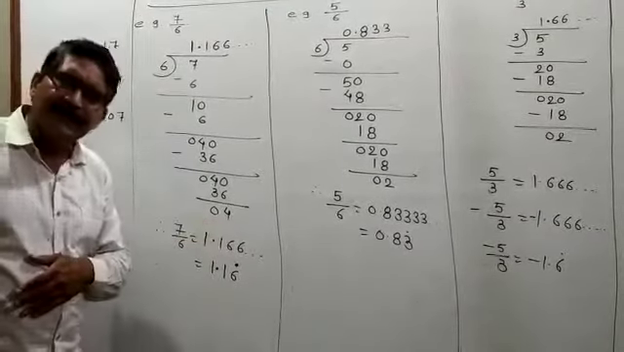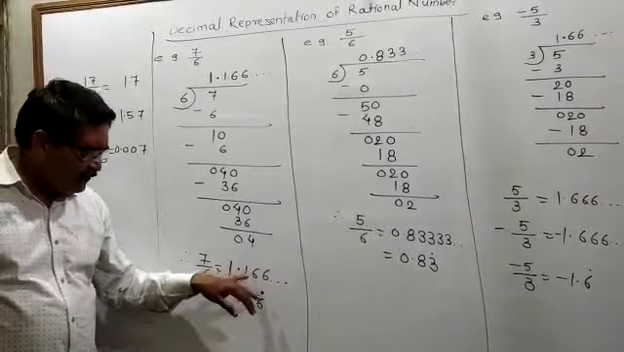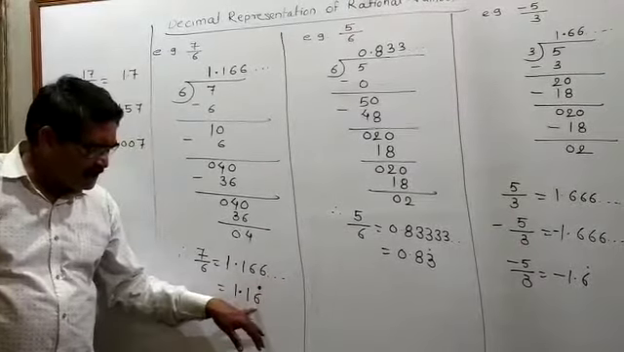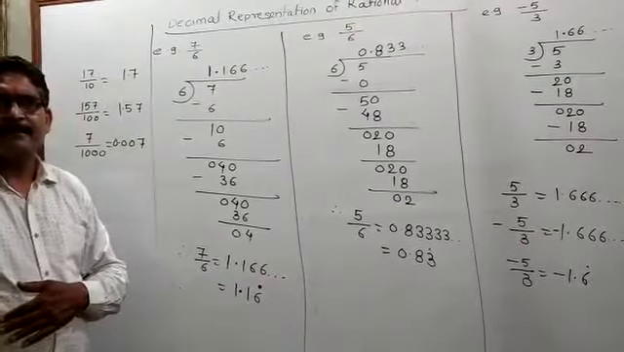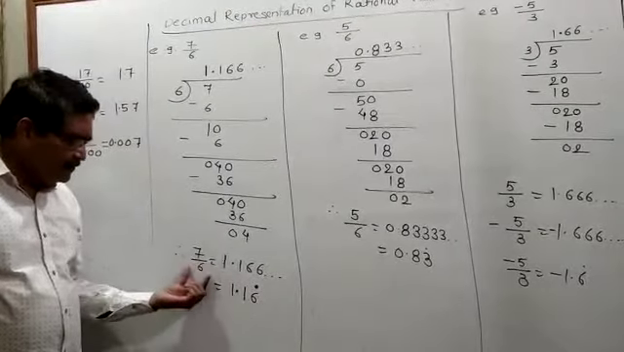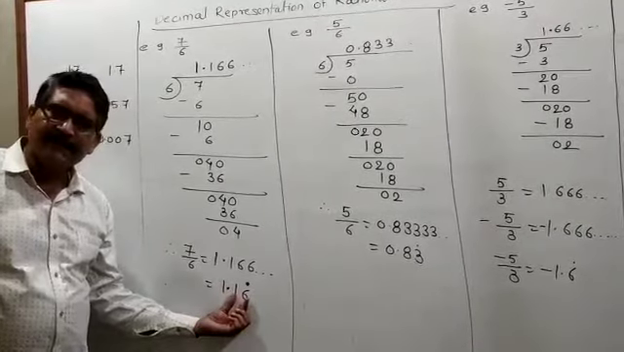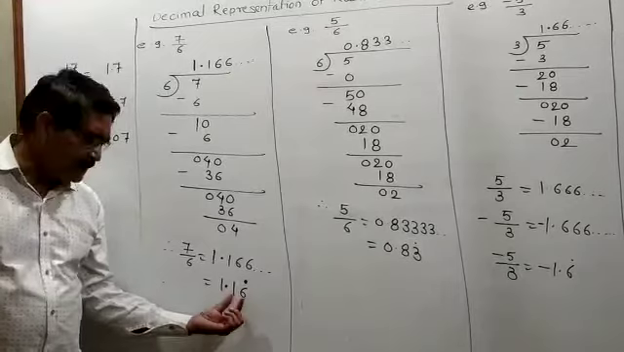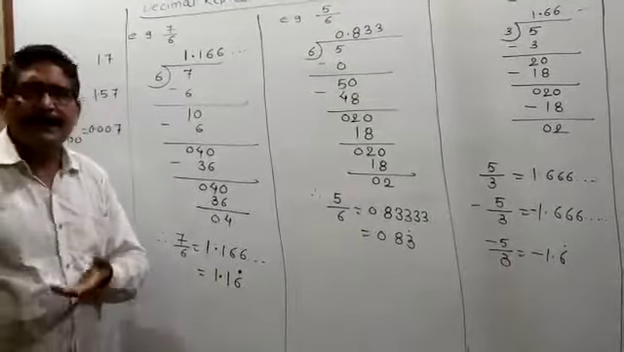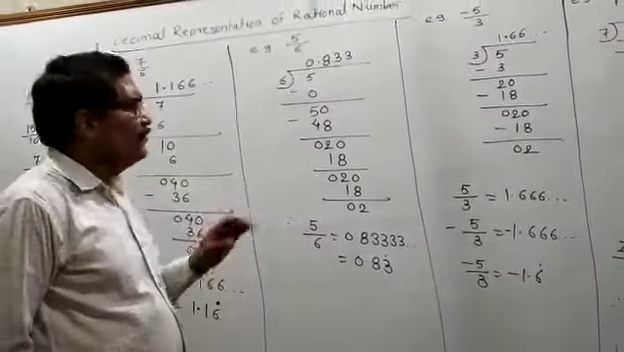If you want to write in the decimal form, you write 1 as it is, decimal point as it is, 1 again as it is. Which number is repeating? This 6 is repeating. You write 6 and give the dot. Everybody understand? The decimal representation of 7 upon 6 is 1.16 recurring. If one number repeats, you give the dot upside. If a group repeats, you give the bar. One example is there, I will show how you give the bar.